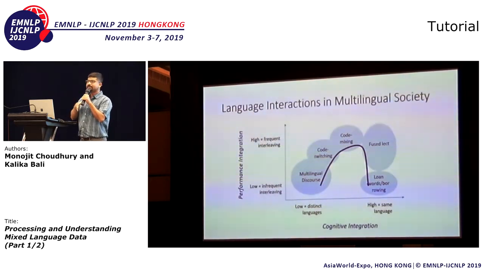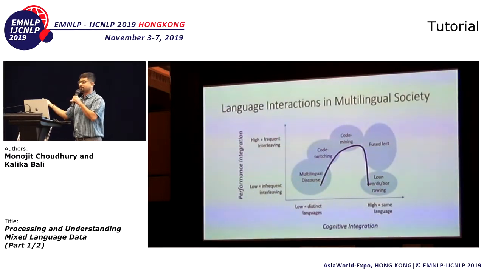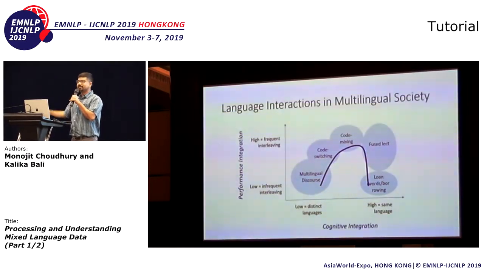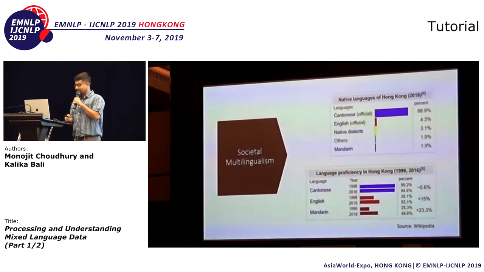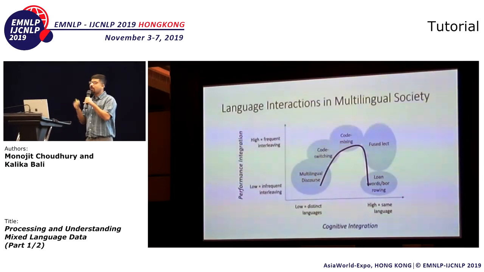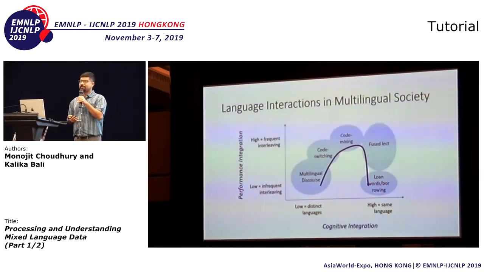Whereas when the cognitive integration is low, the speaker is very aware that now I'm speaking in English and now I'm speaking in Tamil. As the speaker goes on, now I'm speaking in Chinese, now I'm speaking in English, so on and so forth, right? That's what I mean by cognitive integration, which is your x-axis in this diagram. And the y-axis is the performance integration. On the surface, in the language that you see, how much interleaving, how much mixing is happening. If the interleaving is very frequent, I would say high performance integration. If the interleaving is very low, then I would say low performance integration.